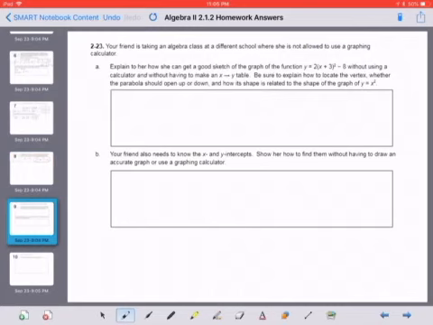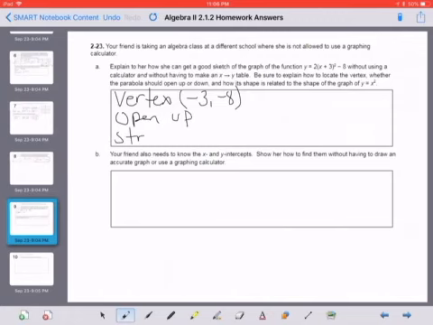So first we could say I know the vertex is going to be (-3, -8), because it's within the equation. I know it's going to open up, and it's got a stretch of 2, which is going to make it skinnier.